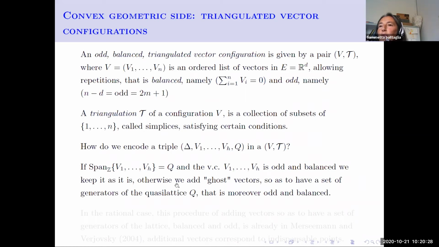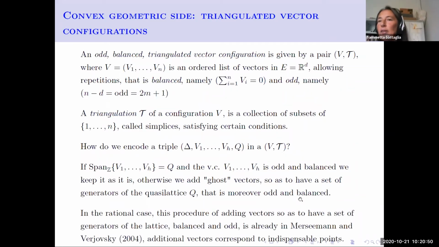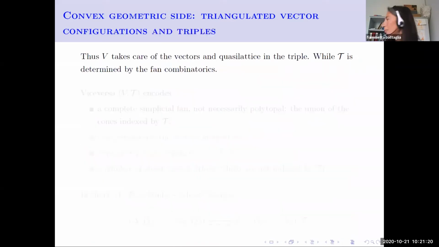If this is not the case, we can add ghost vectors so as to have a set of generators of the quasi-lattice. So we might want to add generators of the quasi-lattice Q and add vectors so as to obtain an odd and balanced configuration. Let me remark that in the paper by Meersseman and Verjovsky, they have this procedure of adding vectors in order to get a set of vectors that are generators of the lattice. Here we are in the rational case that is balanced and odd, and these additional vectors correspond in the language of the paper to indispensable points.